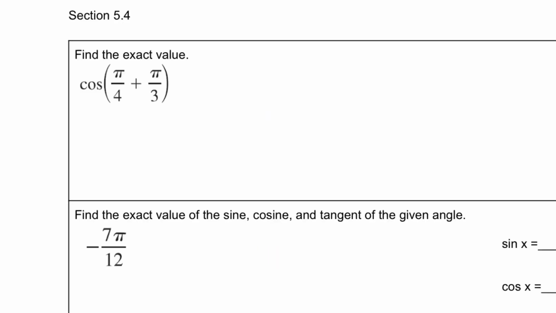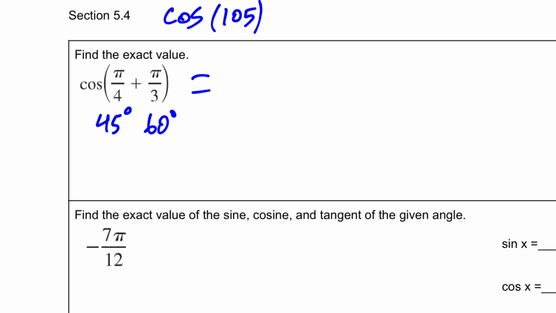So for this one, pi over 4, that's the equivalent of like 45 degrees. And pi over 3 is the equivalent of 60 degrees. What we're actually trying to do is figure out what the cosine of 105 would be. You could get a crazy irrational decimal using your calculator, but if you want to find the exact answer, you have to break it into the component parts that show up on the unit circle.